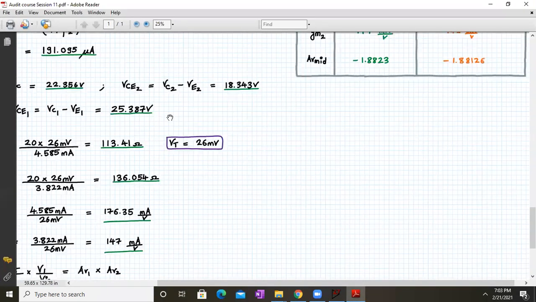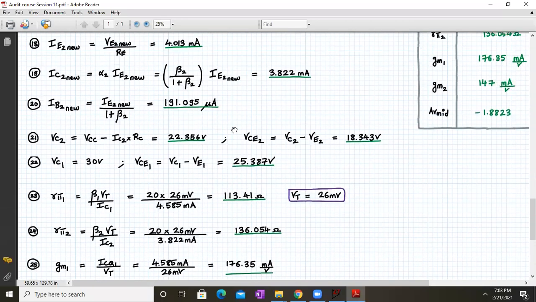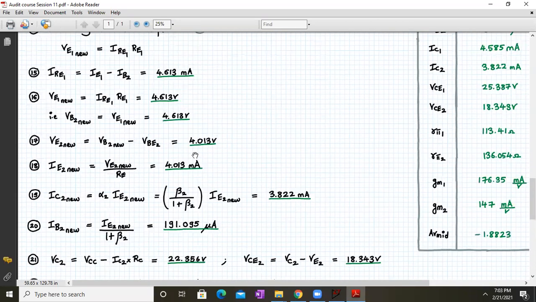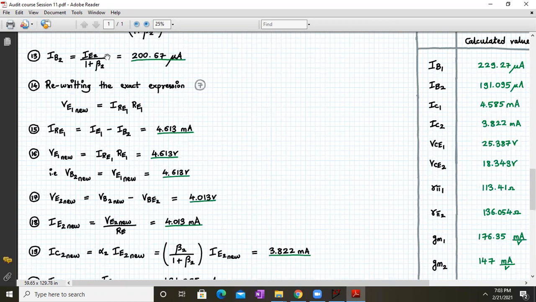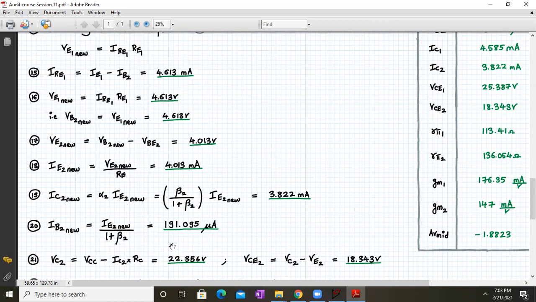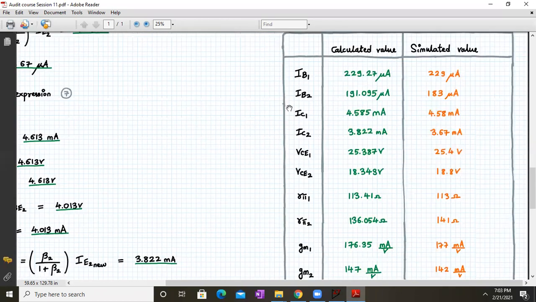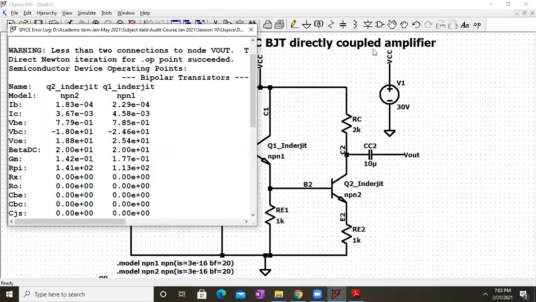So remember, here we have iterated once, meaning we have found a new value of IB2, and we got another new value. So if you repeat it one more time, do all the calculations with IB2 as 191, I'm sure that you will get a closer value of IB2 over here, which is closer to 183 microamperes. I hope that is clear now.